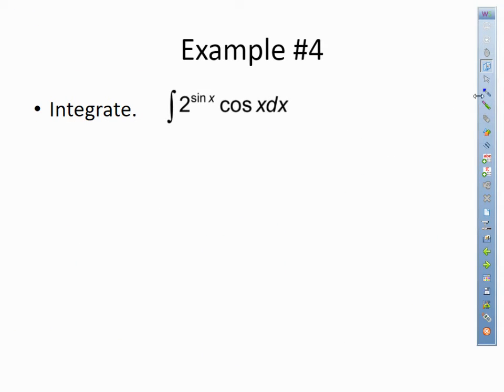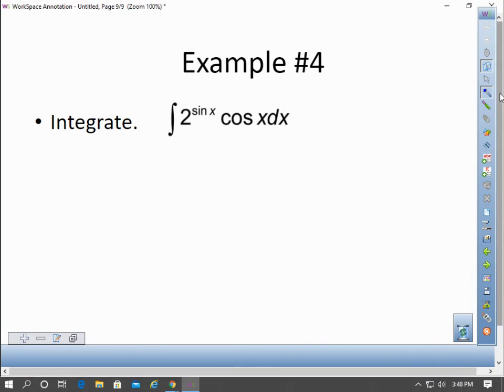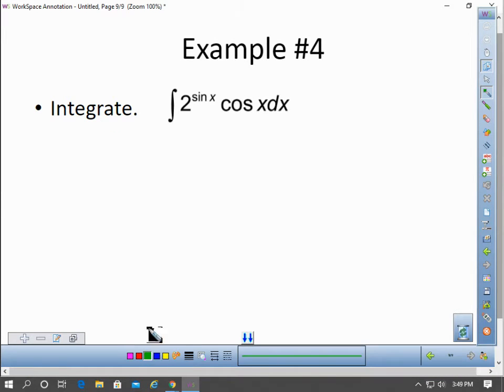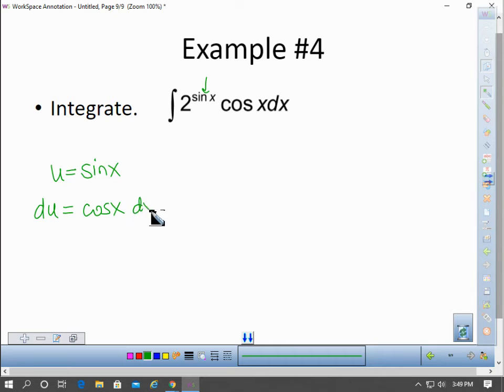Okay. All right, so for this one, I'm going to do the same thing. I'm going to do a u substitution because I have 2 raised to the sine x, not just 2 to the x. So I'm going to let u be sine x. I was hoping this was 2 to the x. It's not. It's 2 to the sine x. So I'm going to let my exponent be my u. So now I'm going to take the derivative. du equals the derivative of sine, which is cosine, and then I put a dx. And now we're going to solve for dx by dividing by cosine.